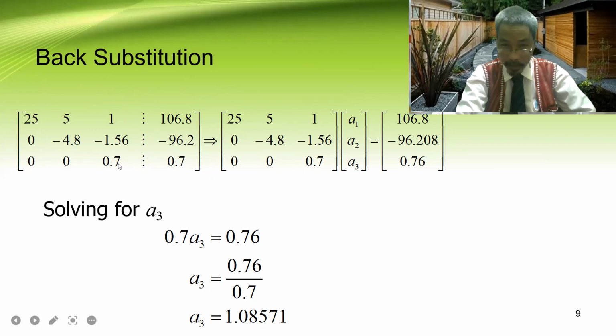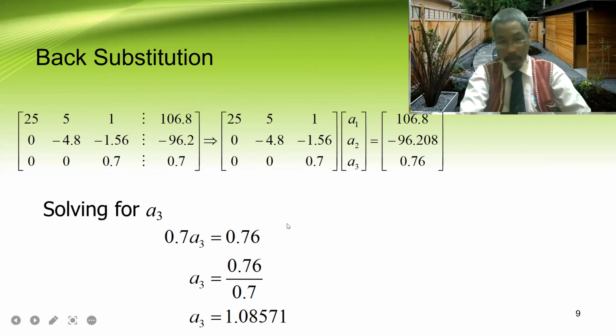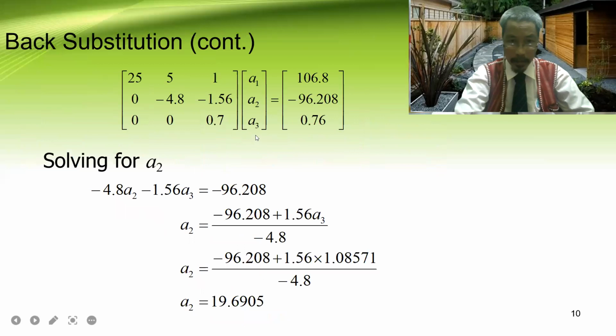We know the value of A3. And since the second equation here has only two variables, A2 and A3, and A3 we already know the answer, we are able to solve. So substitute the value of A3 and multiply by this coefficient, and then we can solve for A2. Let's do that. So let's go to A2.